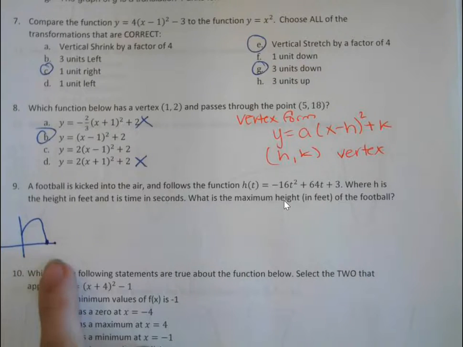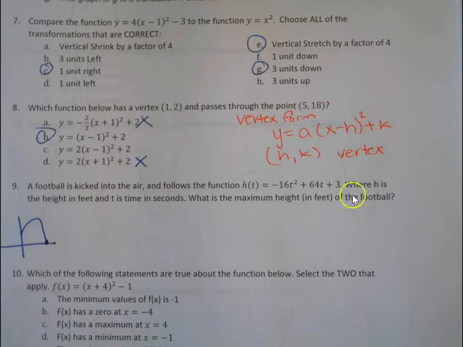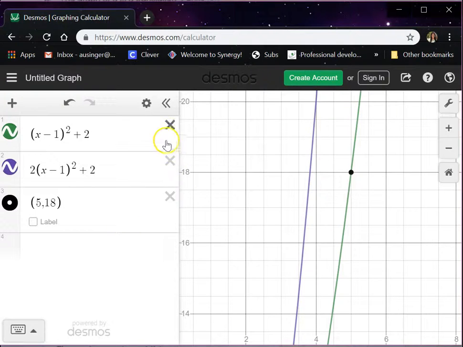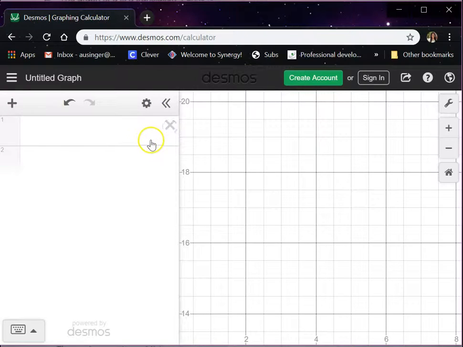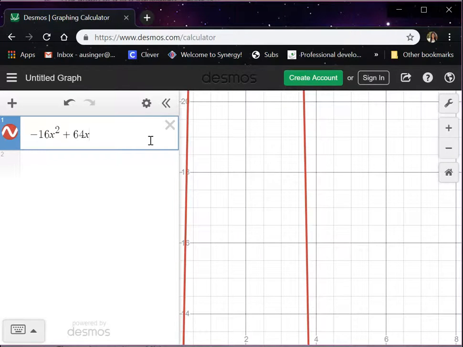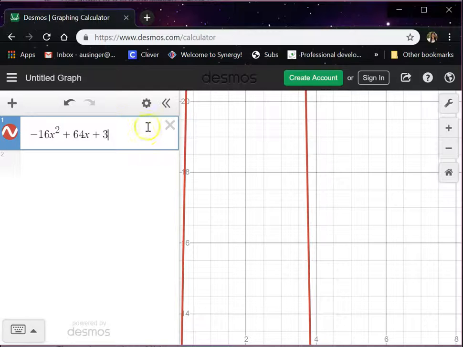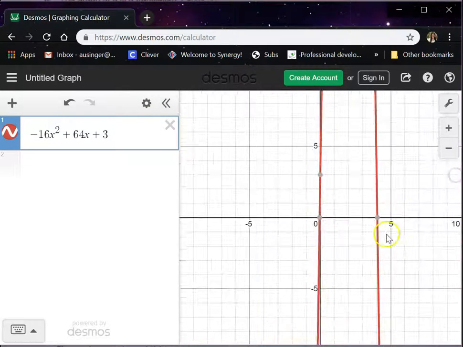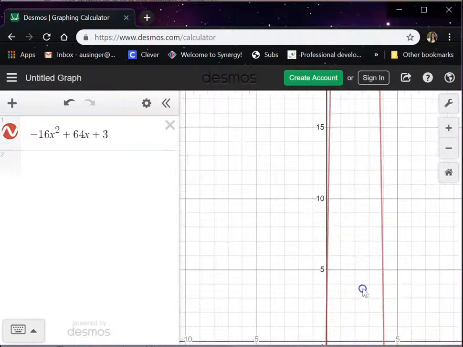I want to figure out how long it takes to land, so since that's on the x-axis, I'm looking for my x value. I'm going to type this in Desmos, but instead of t's, I'm going to use x's. So let's go ahead and delete all of these. Negative 16x squared plus 64x plus 3. Let's go back home to make the graph look normal. And over here is just kidding. This one wanted the maximum height.